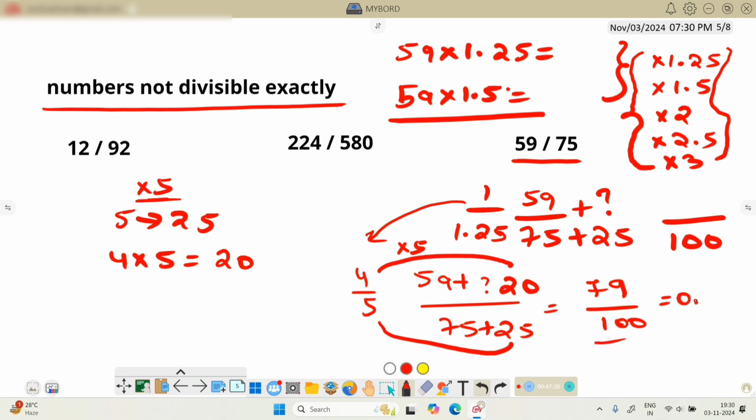So now 0.79. So this is your answer. If you check in the calculator, your answer will be 0.78. So 0.78 and 0.79 is a very minute difference there. Okay, so this is how you have to solve the non-exactly divisible numbers. See, if you don't understand this trick, you just rewind the video and watch it again.